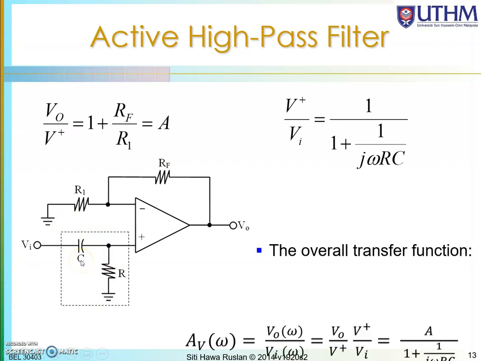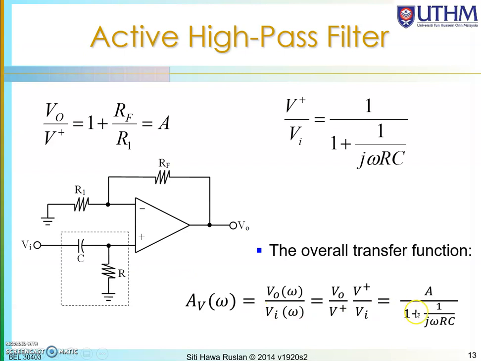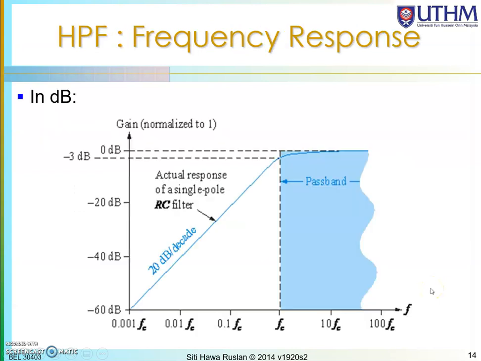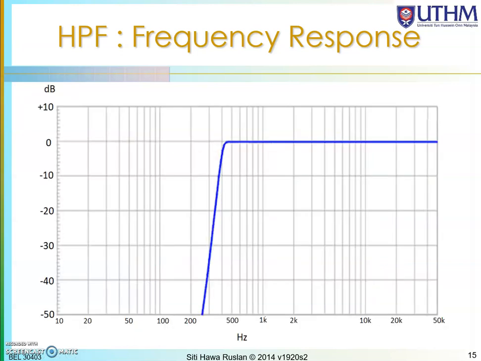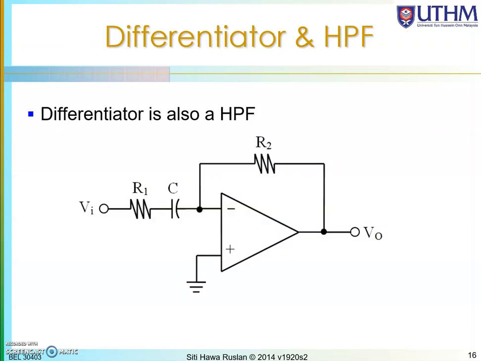So the overall transfer function will be simply A divided by 1 plus 1 over j omega RC. So you have the amplification factor over here. If you compare to the passive, this is not A but 1. Okay. And this is the frequency response I have shown previously: 0, 20 dB per decade. It is increasing with the increasing of frequency, and this is how it looks if you draw it in the log scale graph. Okay. So that one is the high pass filter with non-inverting amplifier.